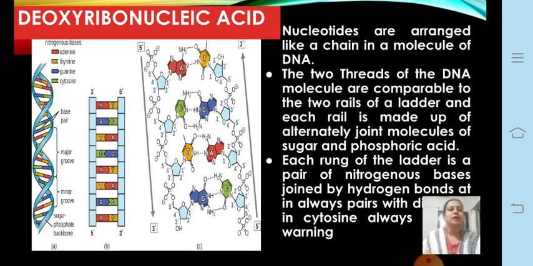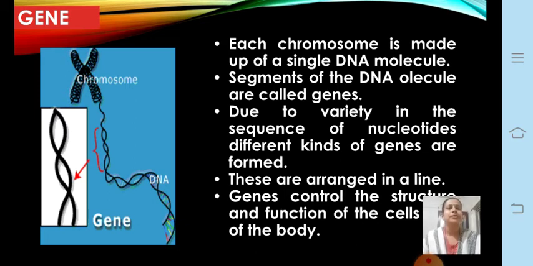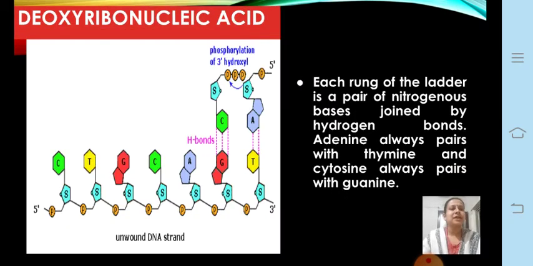You can see the third structure here. You can see how phosphoric acid is joined to the pentose sugar, and the pentose sugar is in turn joined to the purines and pyrimidines. Fine. And then each rung of the ladder is a pair of nitrogenous bases joined by hydrogen bonds. You can see now over here, you will understand what I am talking about. Here you can see each rung of the ladder, how they are forming the ladder.